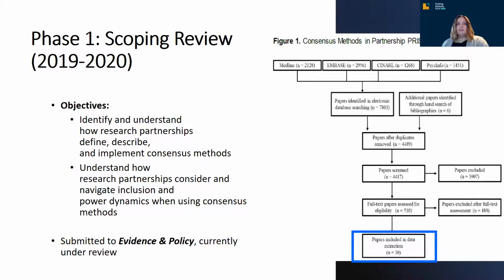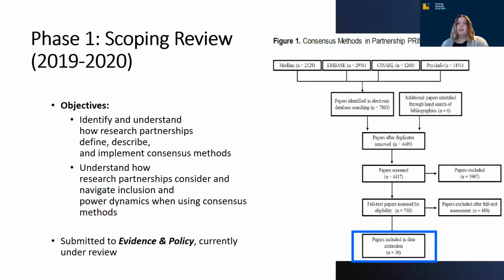There are many variations of the Delphi. And then we also had things like deliberative dialogue and nominal group technique. The issues of inclusion and power dynamics were rarely discussed. And then overall, the reporting was limited not only on the consensus methods or the power dynamics, but also the partnership approaches themselves. In over half the articles, authors provided some sort of explicit definition of partnership or discussed the type of partnership they used.